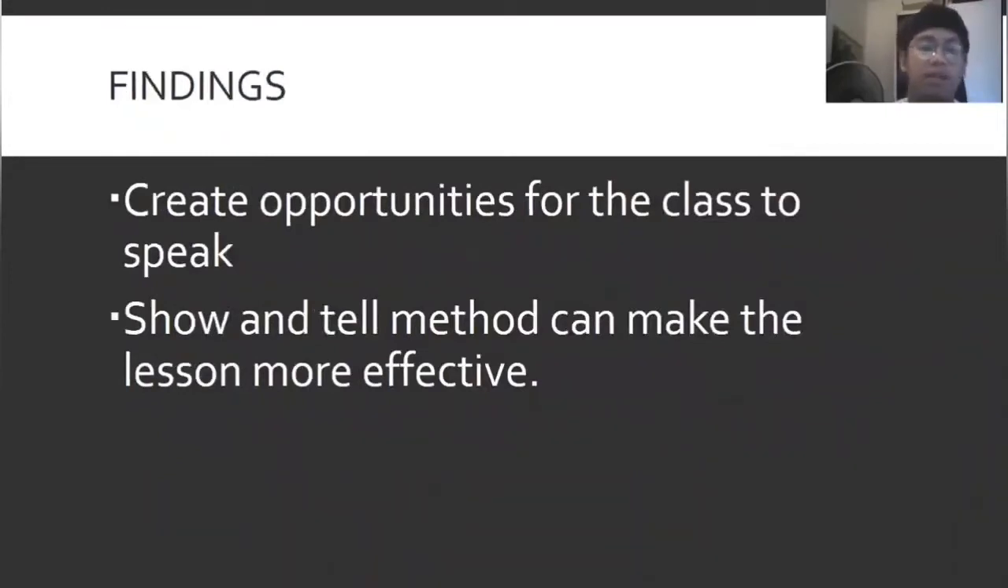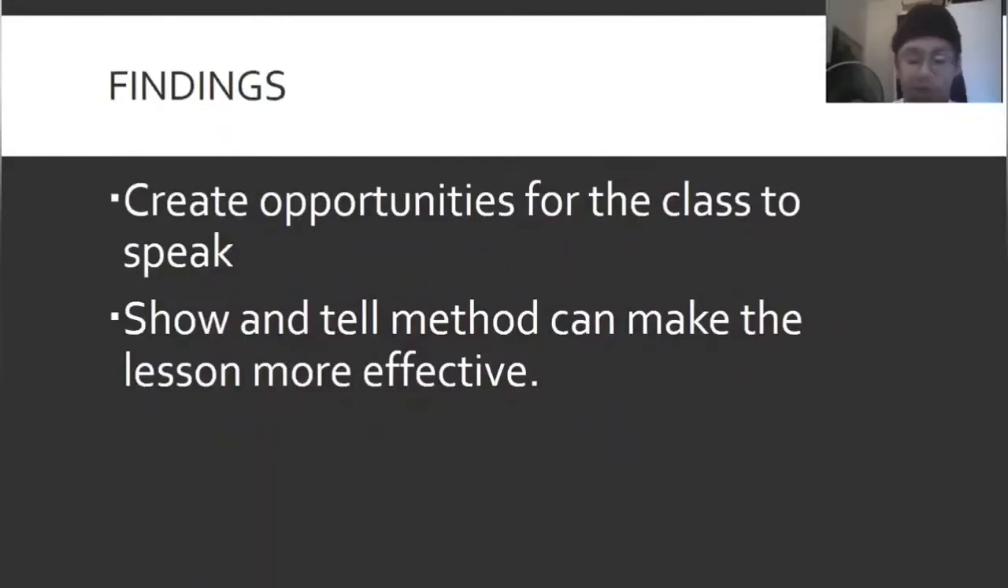The findings of this project: the show and tell method creates opportunities for the class to speak. I found that by using show and tell method, based on past research, show and tell method can create opportunities for the students in the class to speak, as this makes the students the teacher and also the teacher the facilitator.